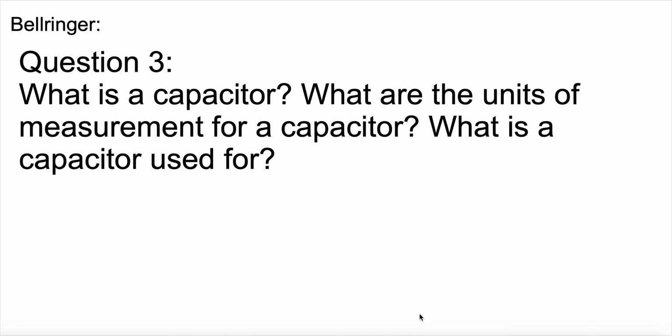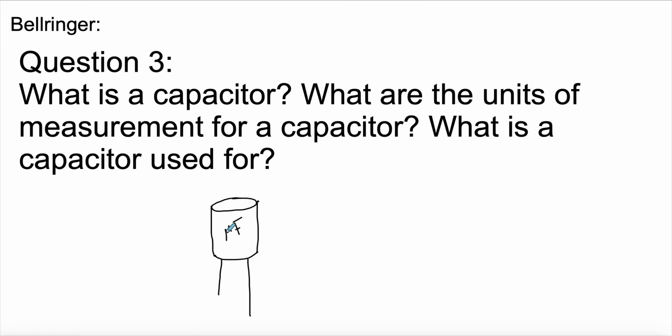Alright, so what is a capacitor? What are the units of measurement for a capacitor, and what is a capacitor used for? If you just Googled capacitor, you probably found something cylindrical in shape, like so, with a couple of wires hanging off the bottom. These are kind of what capacitors look like.